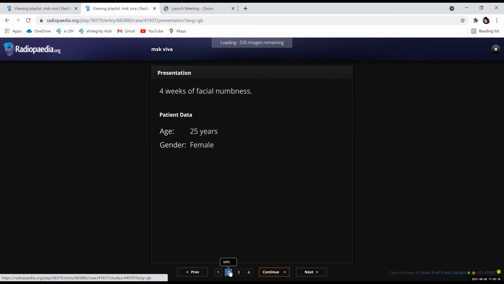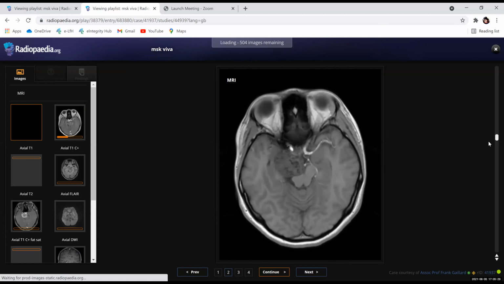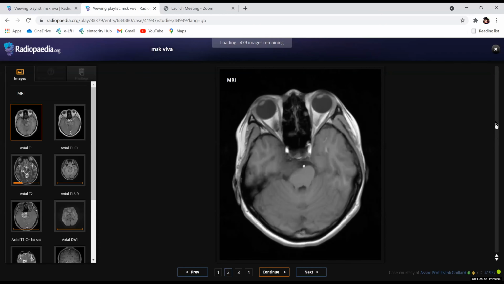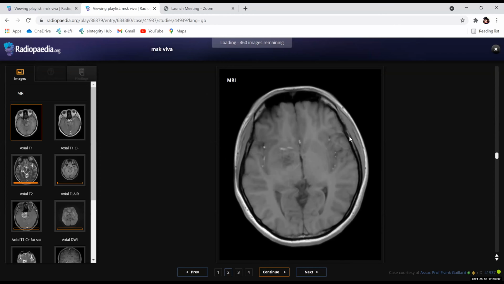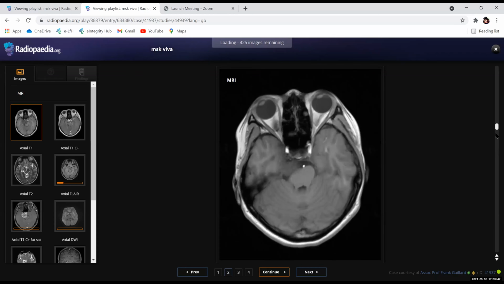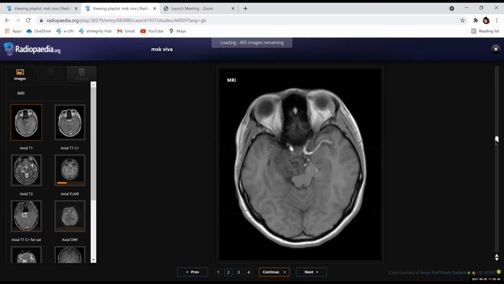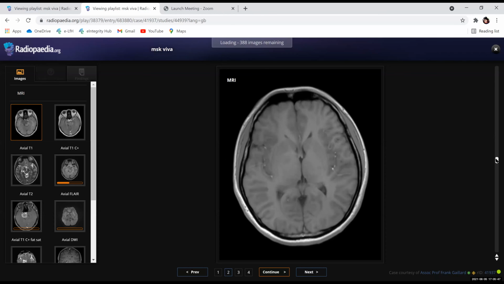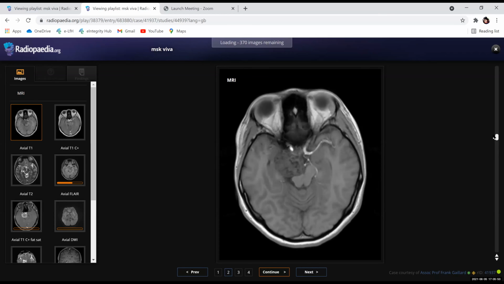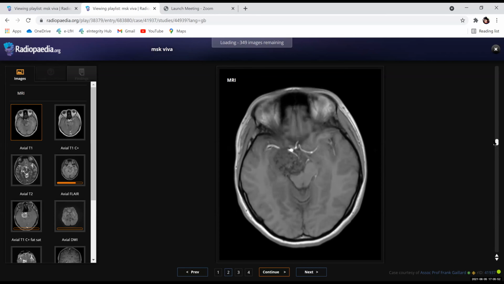This is a case of 4 weeks of facial numbness, 25-year-old female. Which sequence do you want? First, I will see the axial T1 weighted image. I can see an extra-axial mass with a heterogeneous appearance compressing the brainstem, hypointense in T1, with multiple foci of hypointensity in the lesion. So I will see the T2 weighted images.